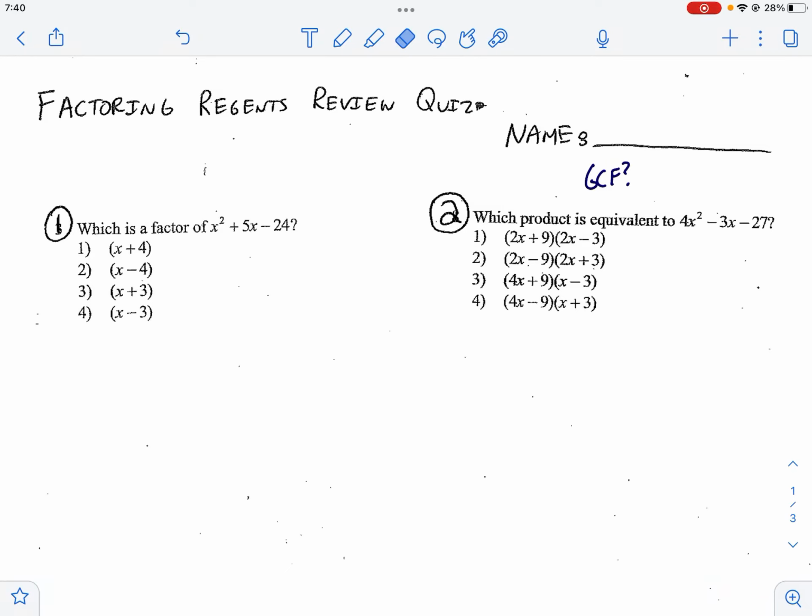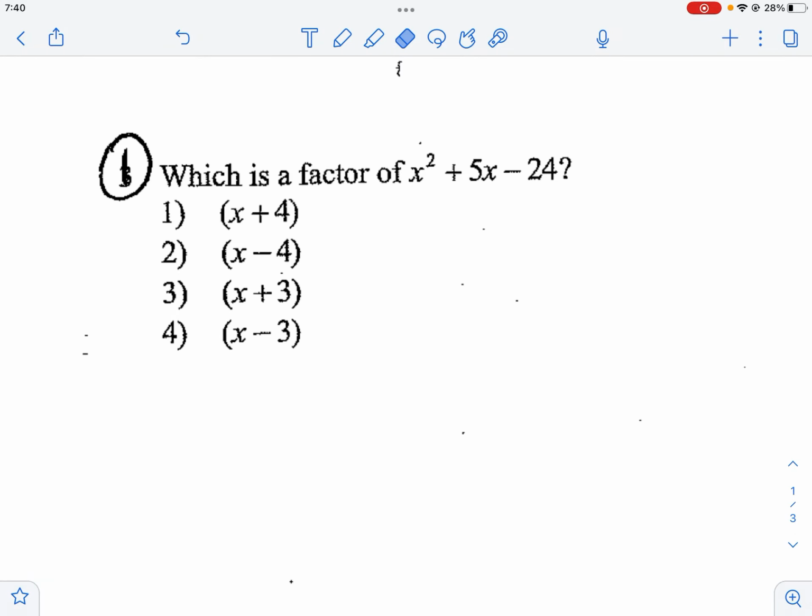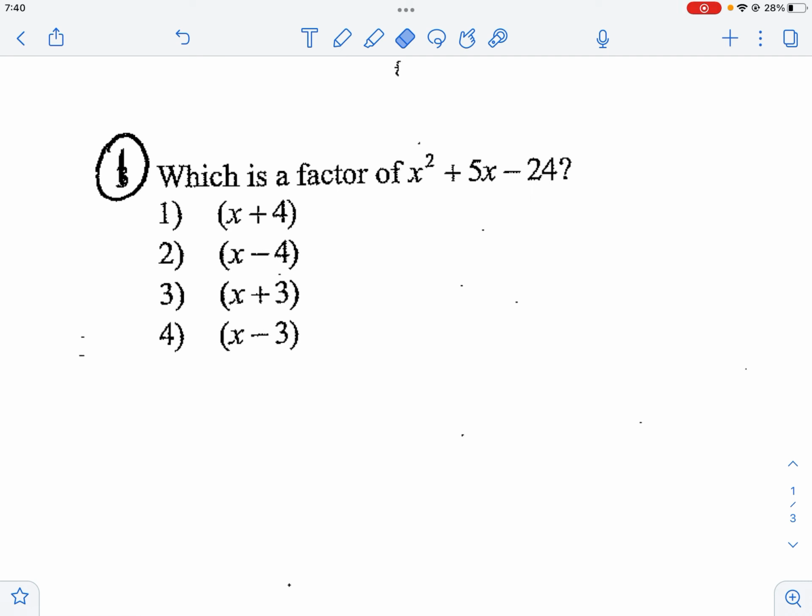This is a Regents review of factoring. For question 1, you'll notice we're given a trinomial with an a term of 1. When we have an a term of 1, we need to think only about two numbers that multiply to make the c term and add or combine to make the b term.